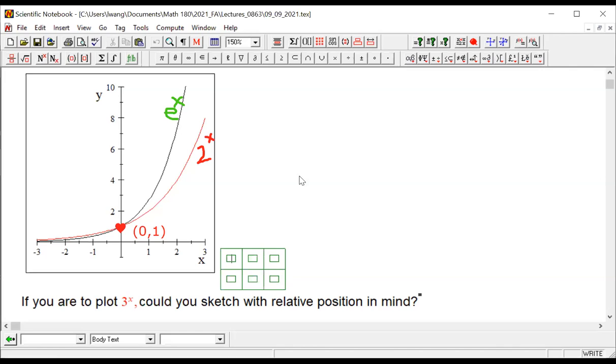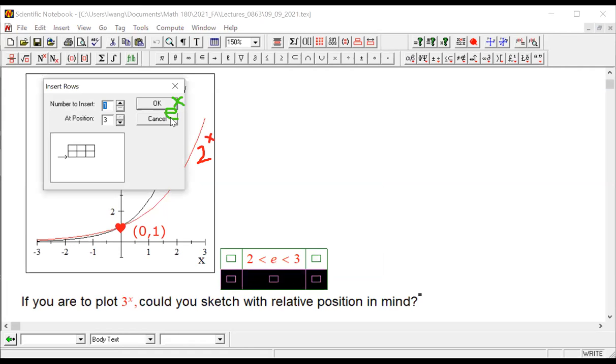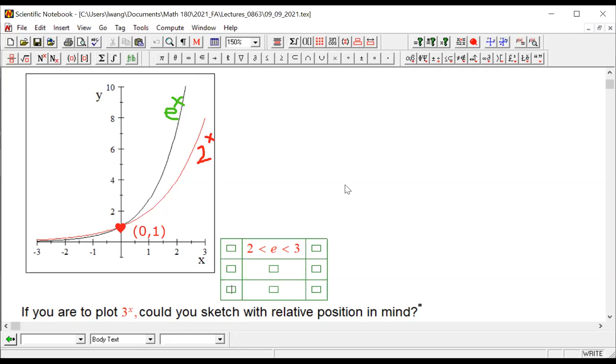On the positive side, we know that 2 is less than E is less than 3, right? Yes. Agreed. I agree. You agree, right? And as a result, remember, I want to train you guys to be better at inequality, right? I always try to keep my promise.